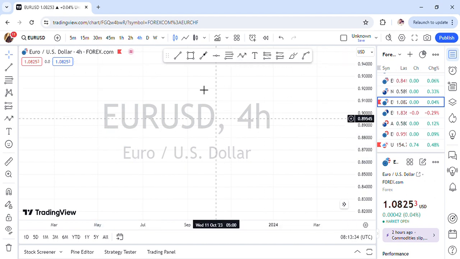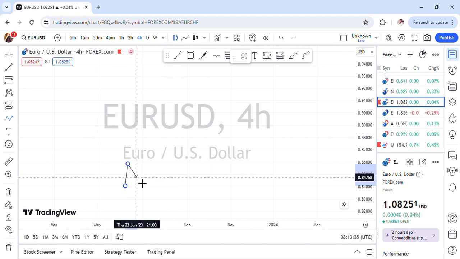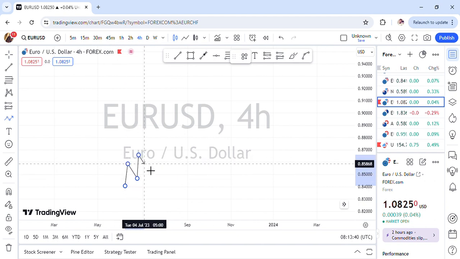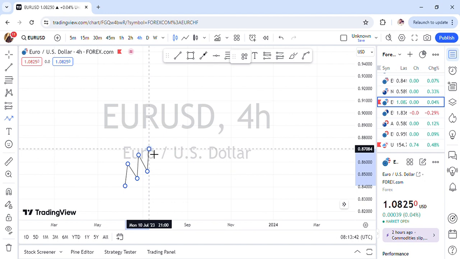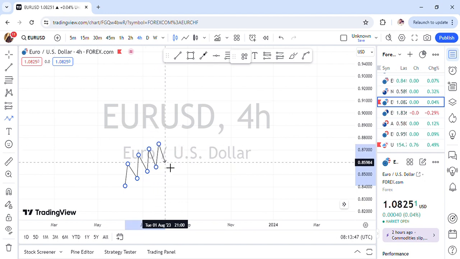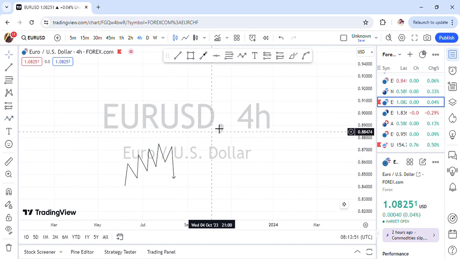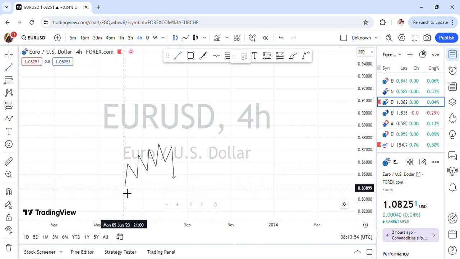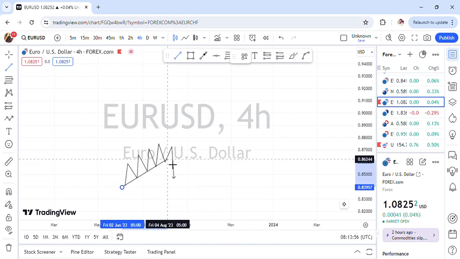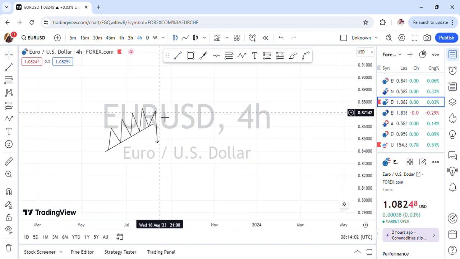So, trendline breakout and retest strategy. Let me pick my pen to illustrate how it looks. So this is an uptrend. Then we had the breakout here. This was my initial trend, an uptrend. But right now, that trend has been broken, giving us an opportunity to short the market.